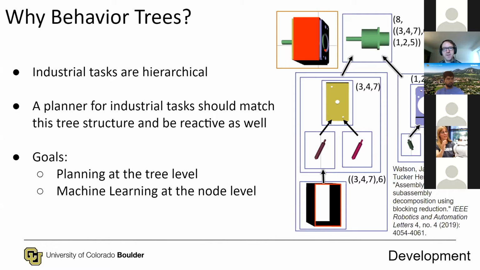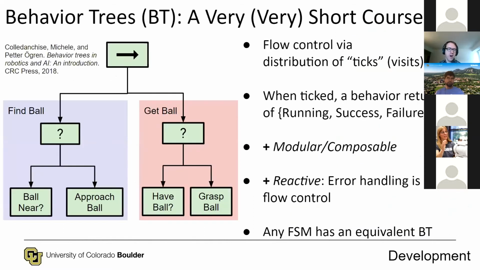Just a quick overview of how behavior trees are unique and flexible. Control is passed from the root of the tree to the leaves of the tree. As each node is visited, the node is going to return running, success, or failure to its parent. In this scheme, the subtrees and the nodes are interchangeable, which makes behavior trees modular and composable.